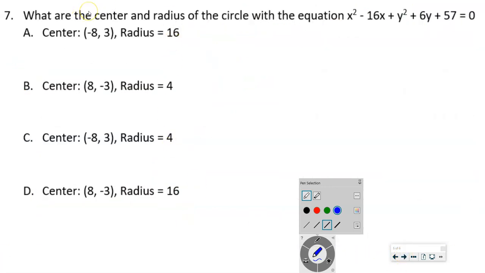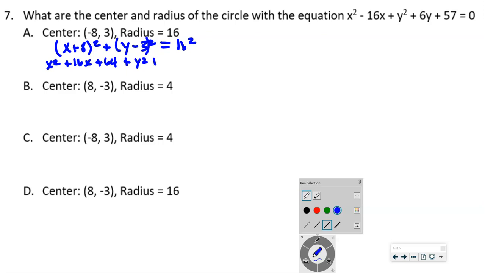This one says, what are the center and radius of the circle with the equation x squared minus 16x plus y squared plus 6y plus 57. So to do this, I'm going to actually write the equation, okay? So this is going to be x plus 8, remember you change the sign, plus y minus 3 squared equals 16 squared. Okay, so that would give me, if I multiply this out, x squared plus 16x plus 64 plus y squared minus 6y plus 9 equals 256, okay?